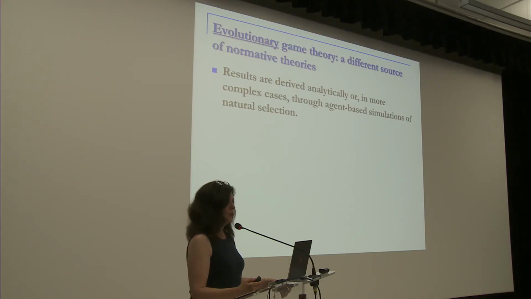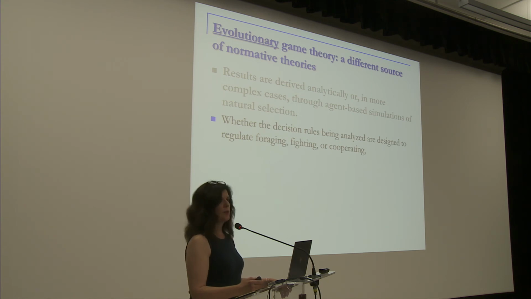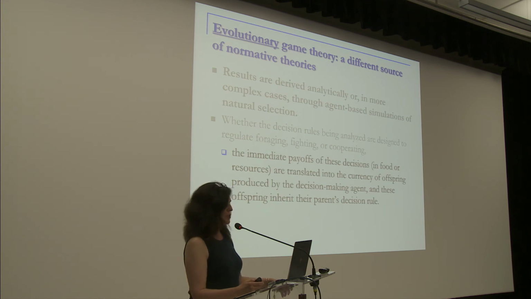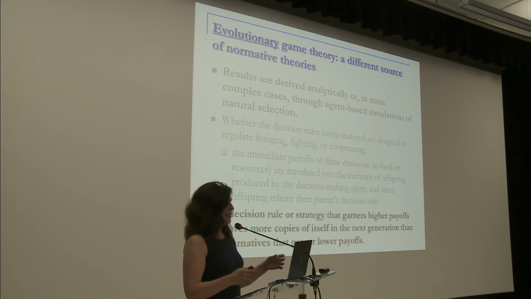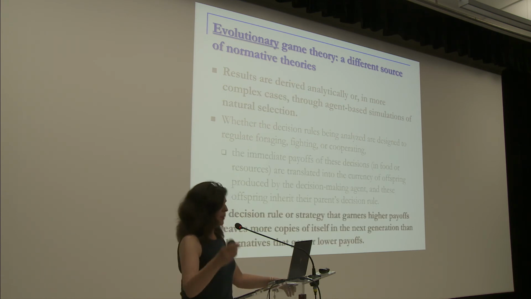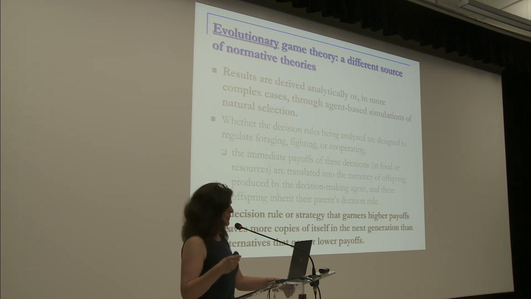The results are derived either analytically in the form of theorems or, in more complex cases, through agent-based simulations of natural selection. So whether the decision rules being analyzed are designed to regulate foraging, fighting, cooperating, whatever, the immediate payoffs of those decisions in food or resources are translated into the currency of offspring produced by the decision-making agent, and these offspring inherit their parents' decision rule. The decision rule or strategy that garners the higher payoffs leaves more copies of itself in the next generation than alternatives that garner lower payoffs, and then you run it many, many times over many generations to see what emerges.